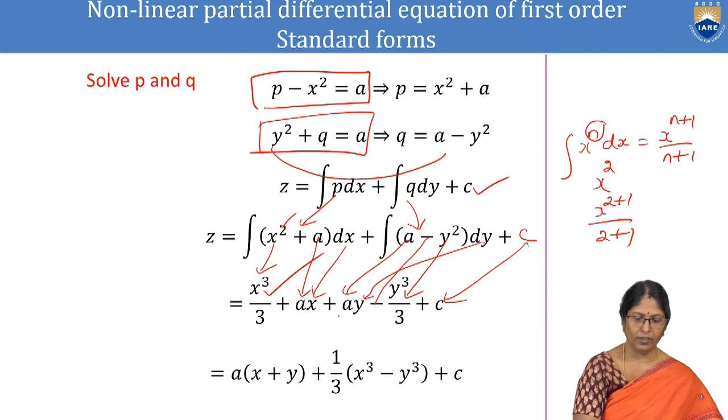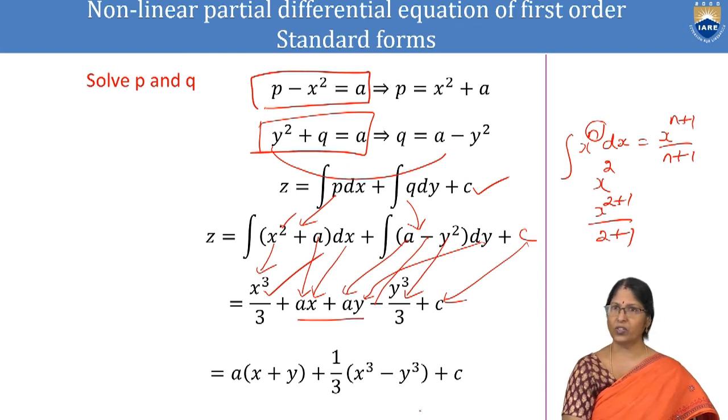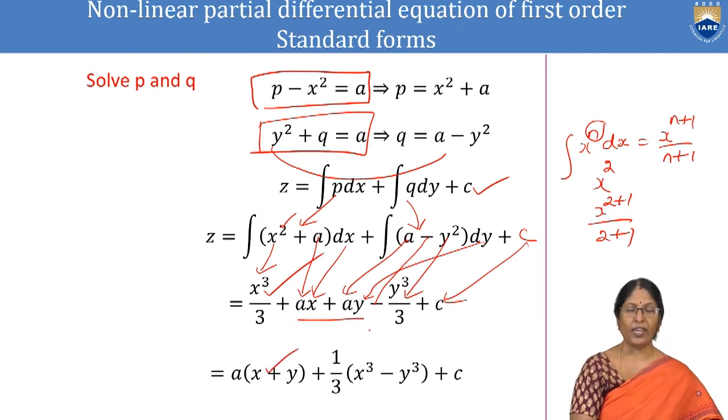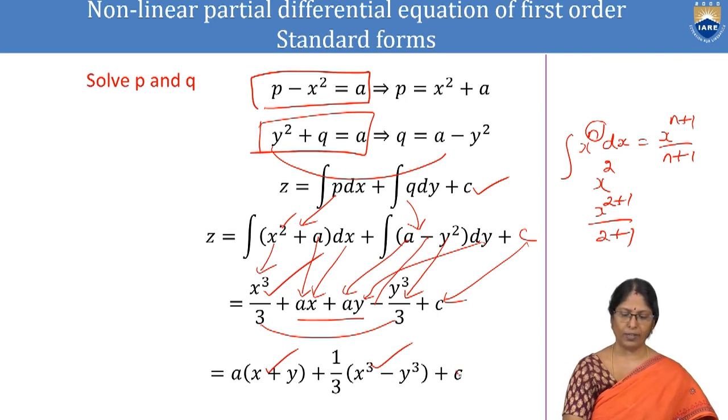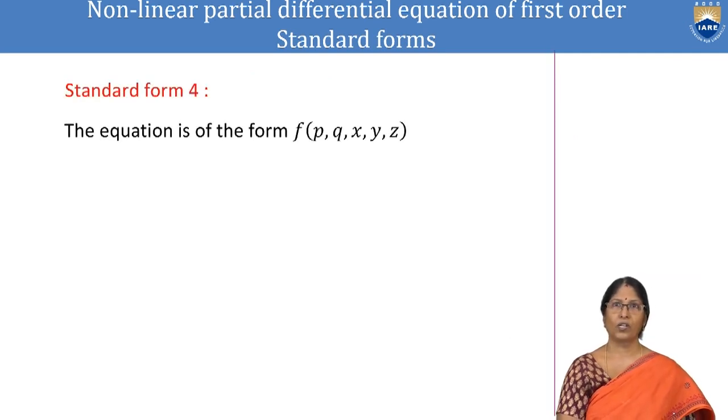So here in these two, a is common. So a of x plus y. In these two, 1 by 3 is common. The balance is x cube minus y cube plus c. So now we have covered standard form 3.